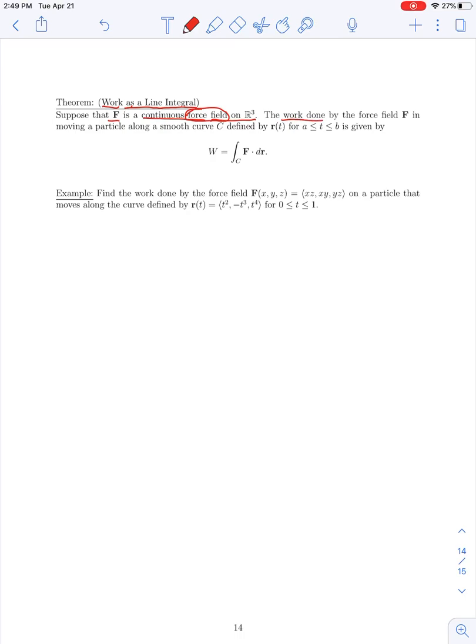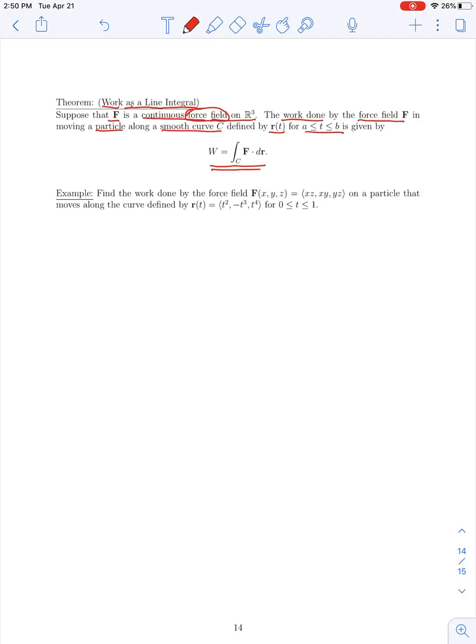And then we could think about the work done by that force field F in moving some particle along a smooth curve C through space, which is defined by a vector function r of t from t equals a to t equals b. And this work would be given by the line integral of that vector field over the curve C.